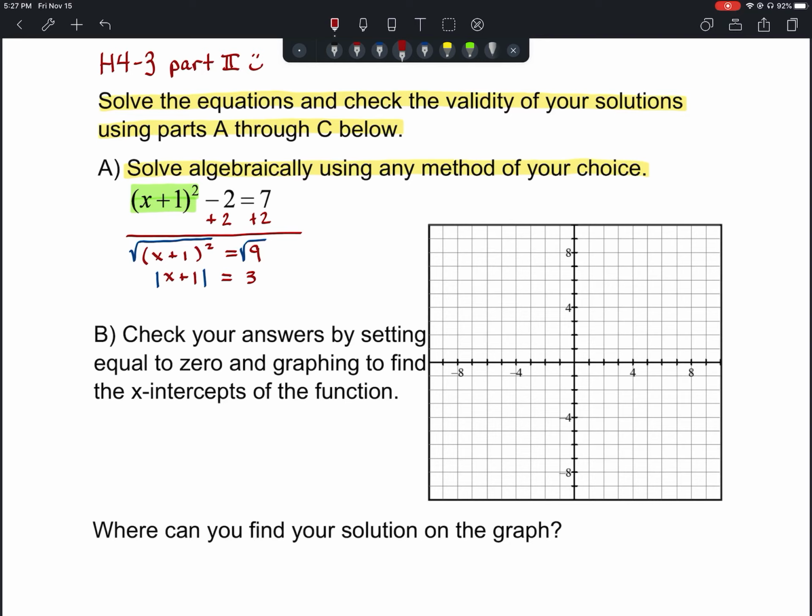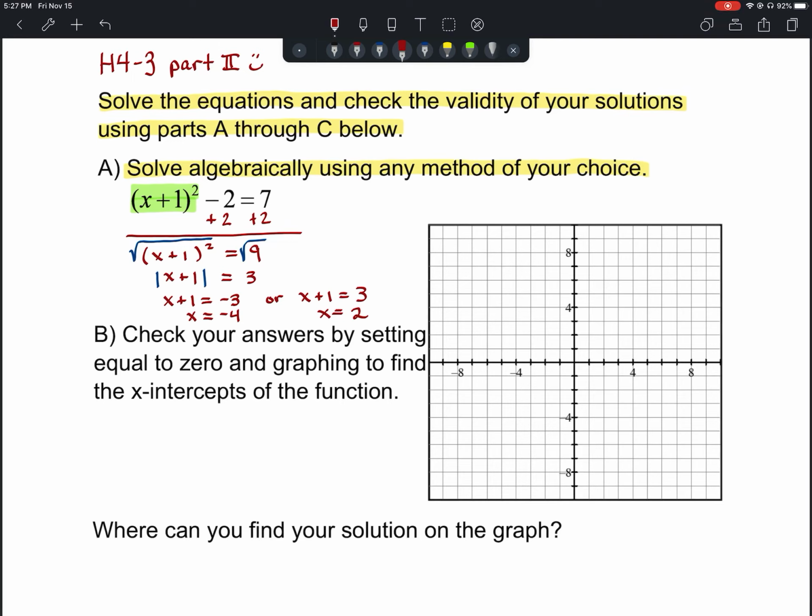Absolute value is talking about the distance from 0, and we know there's two numbers that are 3 units from 0. So x plus 1 either has to equal negative 3, or x plus 1 is going to have to equal positive 3. Those are the two numbers that are 3 units from 0. So when we finish solving it here, the value of x should equal negative 4, or the value of x should equal 2.